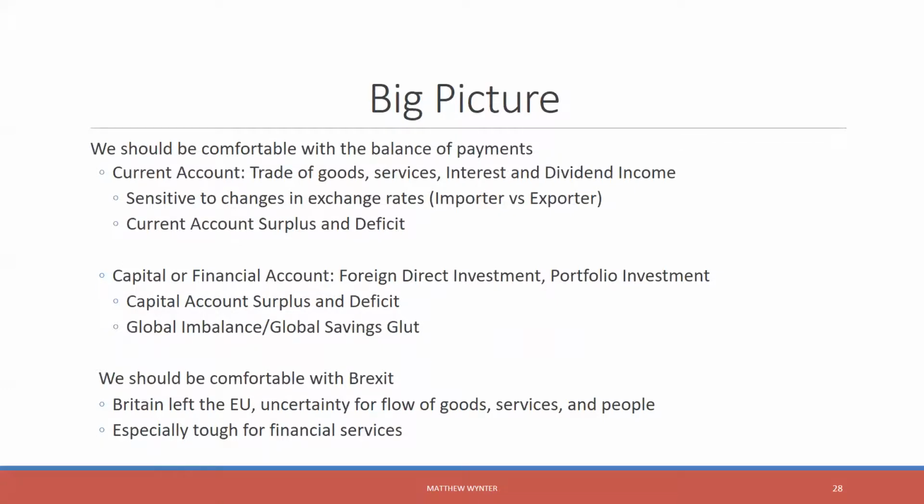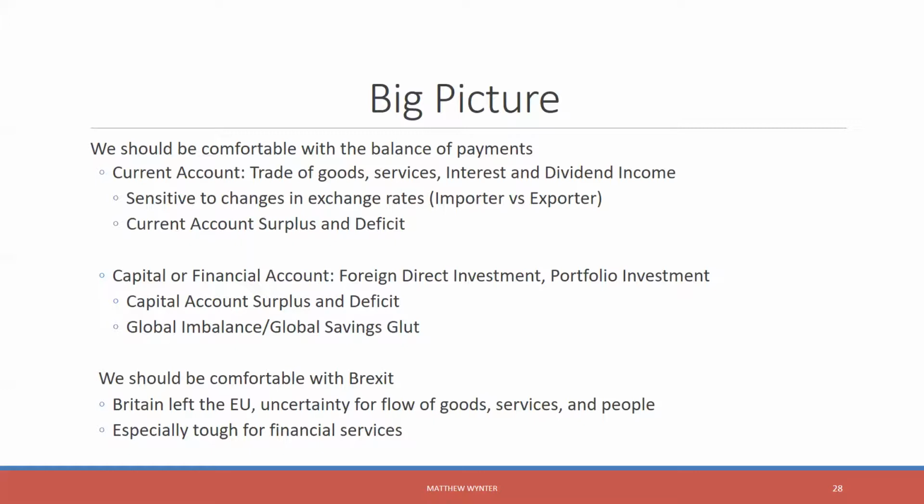So, big picture, we should be comfortable with the balance of payments. Hopefully, we're comfortable with the current account. We know that's where the trade of goods and services and interest and dividend income get accounted for. We've seen that it seems to be sensitive to changes in exchange rates, and we can understand how that might be different for an importer versus an exporter. And a lot of that is going to depend on how sensitive your goods or your services are to changes in prices. We also hopefully understand what a current account surplus is and a current account deficit.